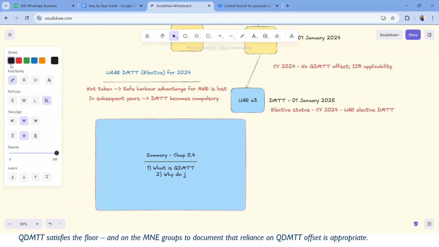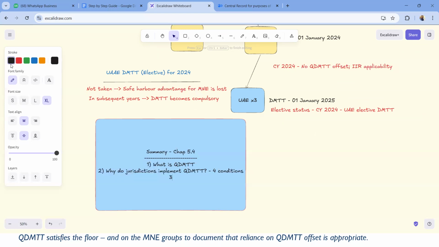Then we learned why jurisdictions implement QDMTT. Why do they do that? I told you four conditions are there. You remember? Competitive positioning, improved taxing rights, right? Local reliefs and concessions. So for all these reasons they are implementing QDMTT.